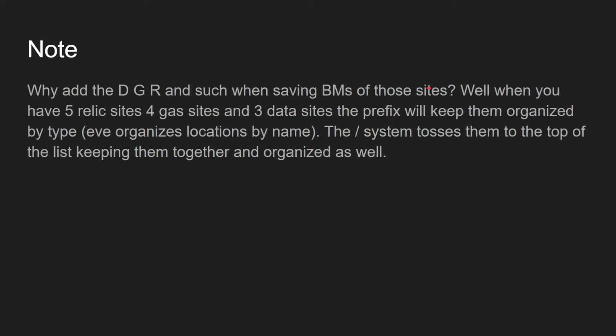I'll bring up here again, why do we use the GGR? It just keeps it very organized. When you have 10 plus sites and you just want to look at the data sites, you can see D, and all of them are grouped together. You want to look at the relic sites, see R, they're all grouped together. The gas sites, same. And when you use the backslash, it'll actually put it at the top of the list. So you can see if there's cleared gas sites or endangered, dangerous ones. It's very well organized.